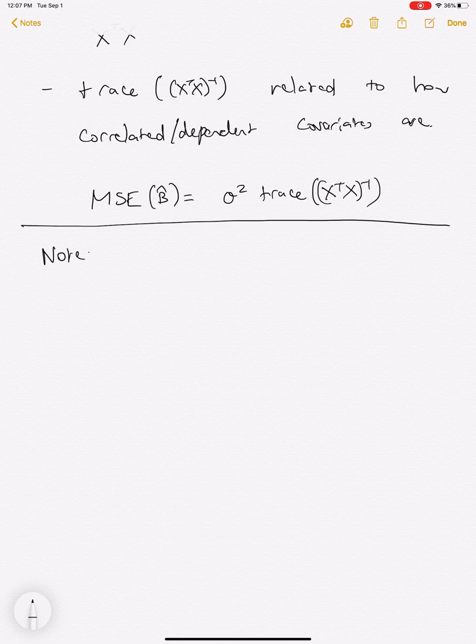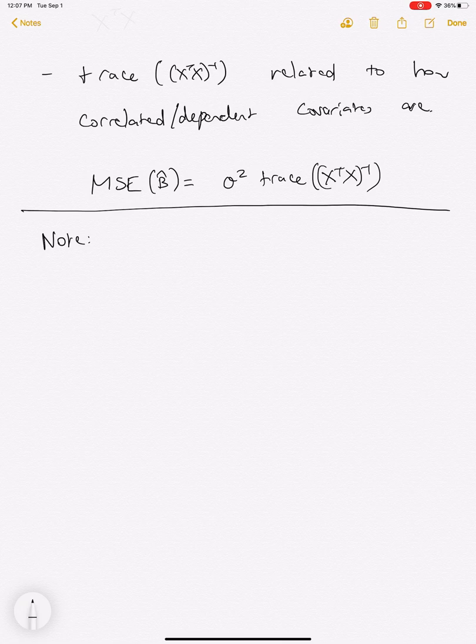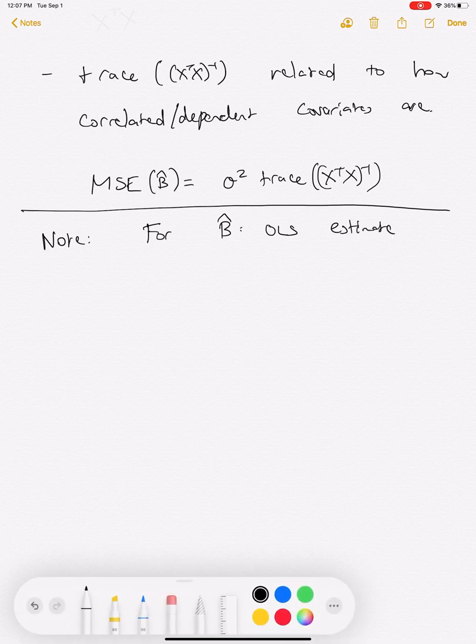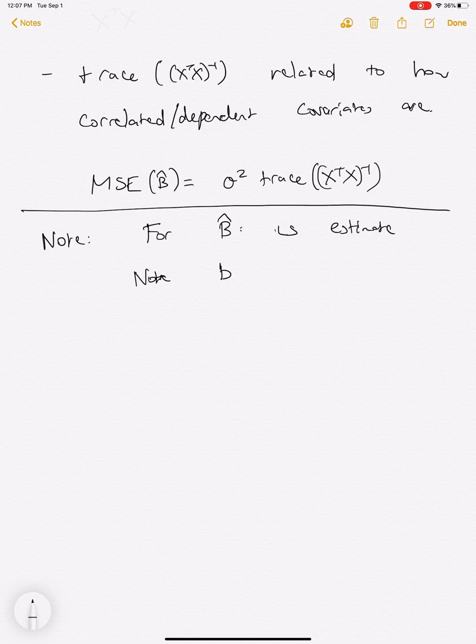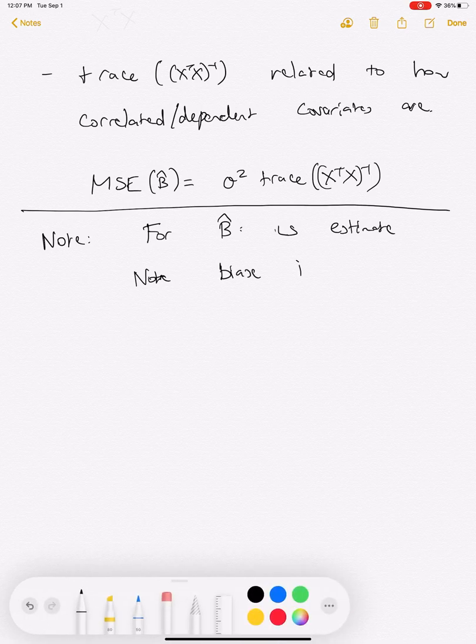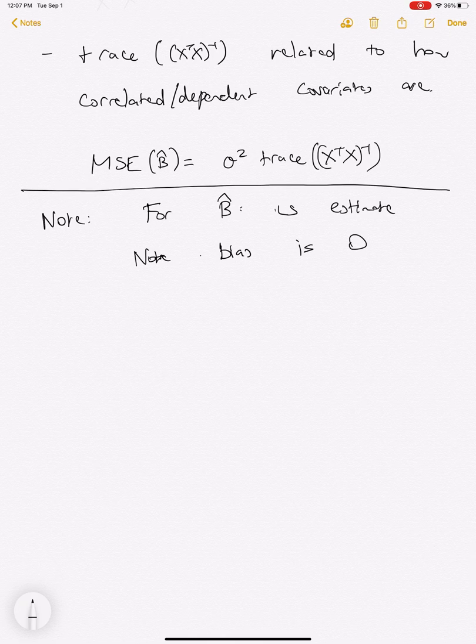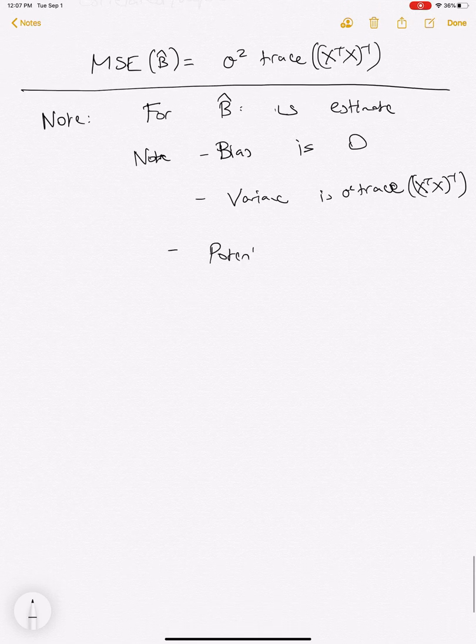And one thing to note, related to what I said about bias and variance: for b hat, which is the OLS estimate, so ordinary least squares estimate, or we'll just be consistent here and say the least squares estimate, note that the bias is 0, so we're unbiased, and the variance could be potentially large. Can we think of an estimate?